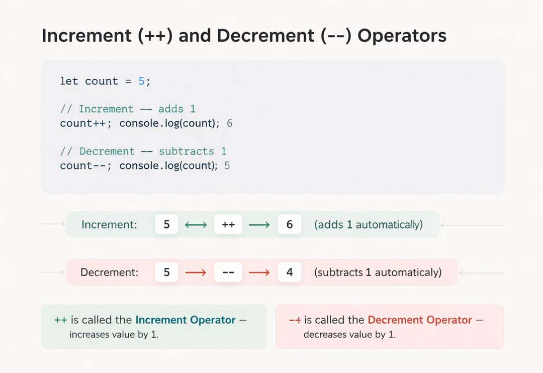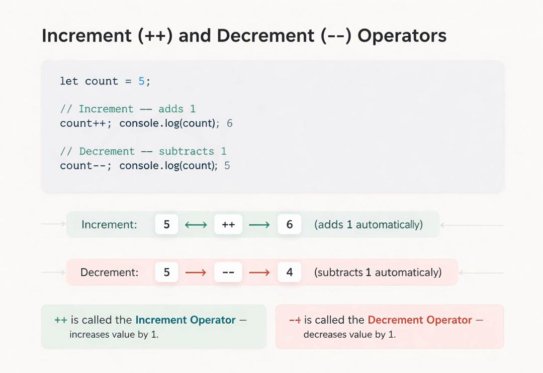Now let's look at 2 very commonly used operators in JavaScript, the increment and decrement operators. The increment operator is written as 2 plus signs right after a variable, like count++. What it does is automatically add 1 to the current value of that variable. So if count is 5, after count++, it becomes 6. The decrement operator is the opposite, 2 minus signs, like count--. It automatically subtracts 1 from the variable. So if count is 5, after count--, it becomes 4.